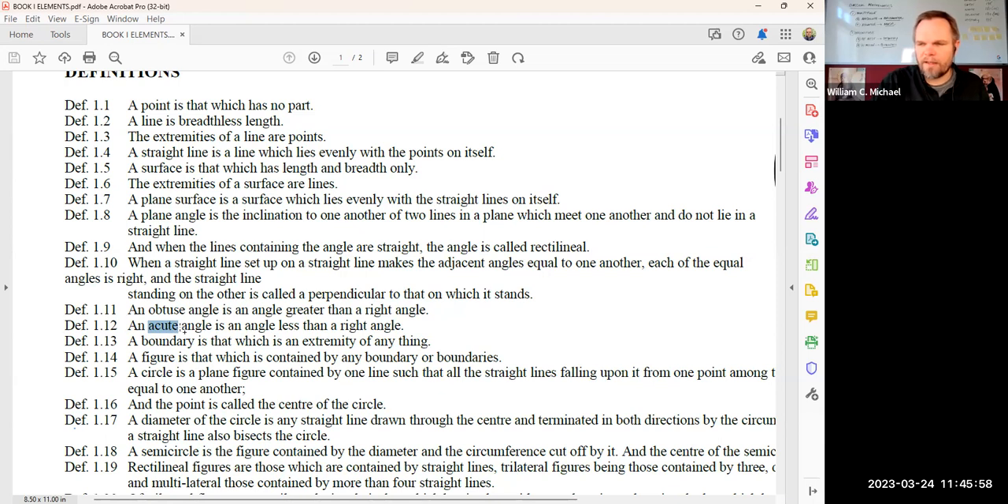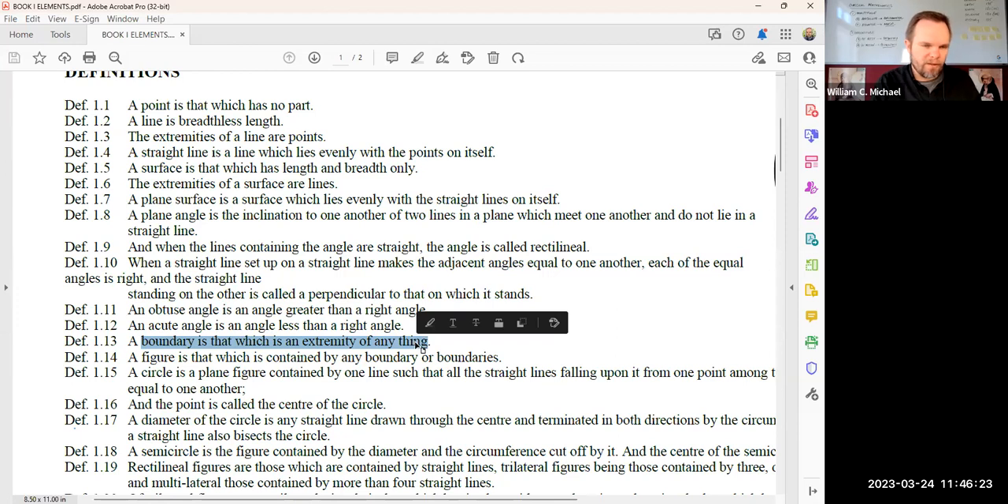Definition 13, a boundary is that which is the extremity of anything. So in the chat, tell me, what is the boundary of a line? What is the boundary of a line? A boundary is that which is an extremity of anything.